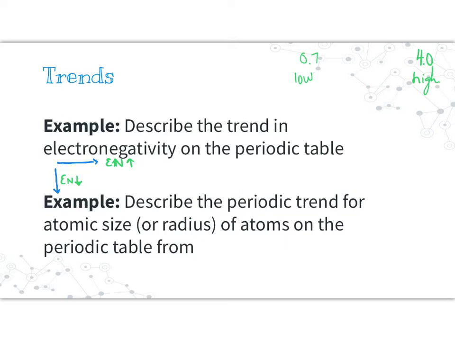Describe the periodic trend for atomic size or radius of the atoms on the periodic table. And we're going to go again from left to right and top to bottom, just to have similar comparisons. So let's do from top to bottom first. It's something that we are quite familiar with. So if I were to draw the full electron dot diagram for lithium versus potassium or rubidium.